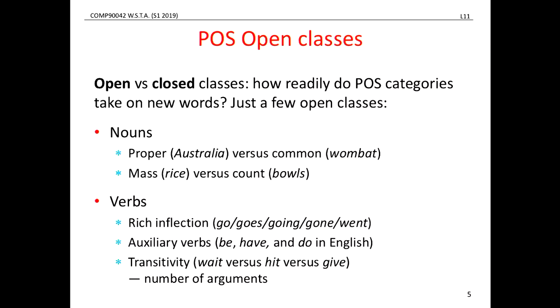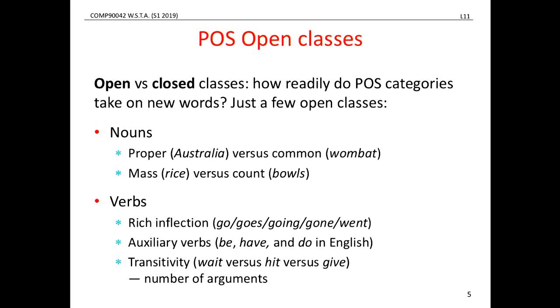Peter hits a ball. Peter and a ball. There are 2 arguments, so it's a transitive verb. Peter gave Mary the ball. So Peter, the ball, and Mary, there are 3 arguments. So this is what's called ditransitive. So different types of verbs expect different numbers of arguments, and this is called transitivity.